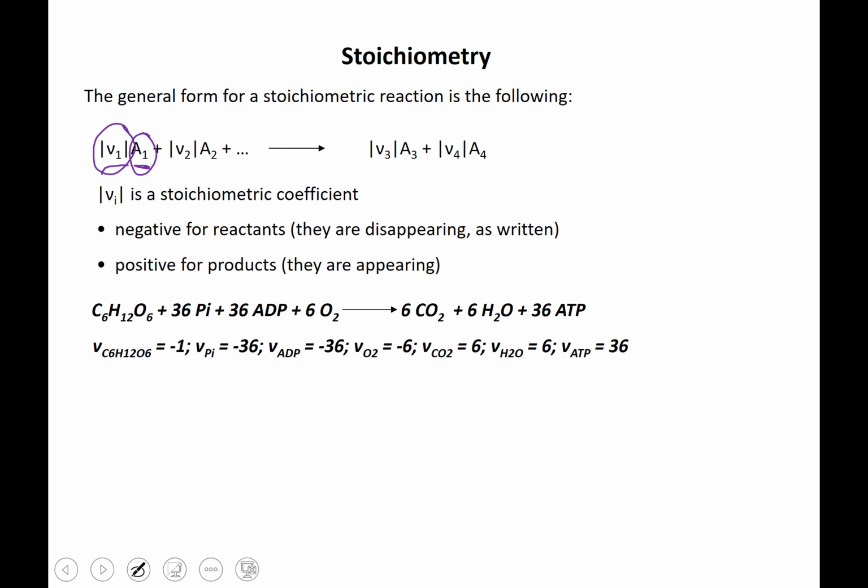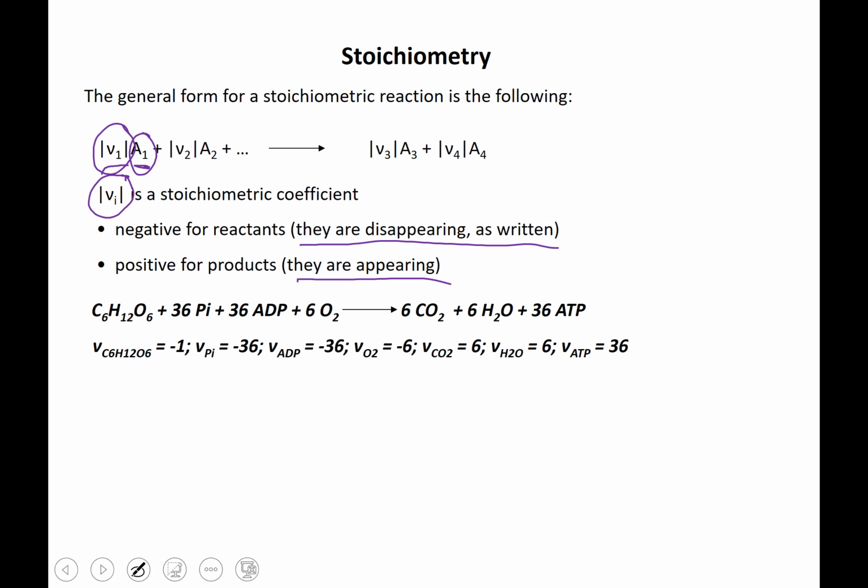So this new line here is written with absolute value bars because we actually understand this to be negative. If there were no absolute value bars, the reactants would be negative and the products would be positive, because the reactants are disappearing and the products are appearing. So this is an example of a chemical reaction.